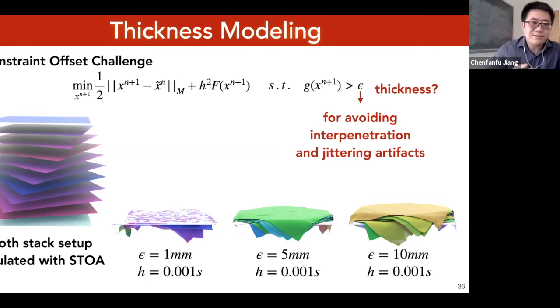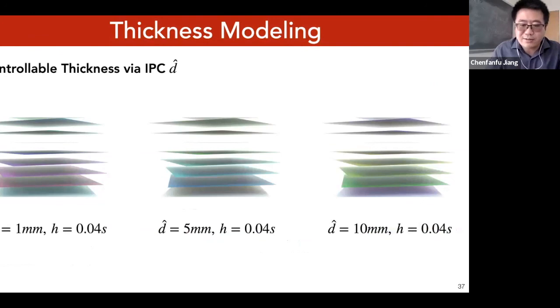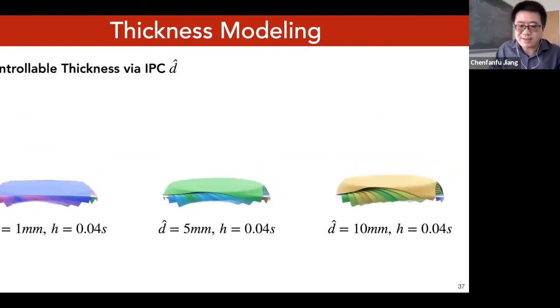Now we test that on our contact formulation. Since this d-hat threshold defines the range of collision forces, we can even understand it like a one-dimensional elastic constitutive model along the thickness direction. So by using different d-hat values, we can successfully simulate this cross stack example with arbitrarily large time step size, 0.04 here. And the result has no interpenetration or artifacts and provides a way to control the thickness.